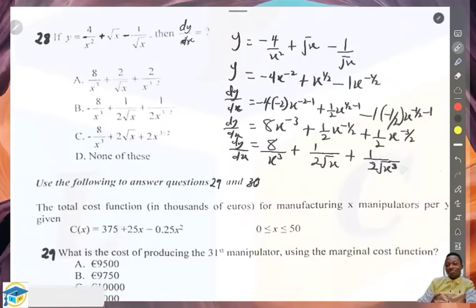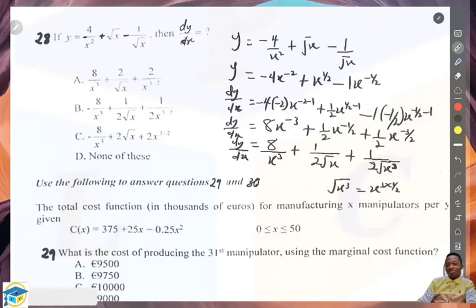Meaning that the square root can multiply the 3. And when we have square root x to the power 3, it is the same thing as x to the power 3 multiplying 1 over 2, and we are getting x to the power 3 over 2. It's the same thing as this. So at the end of the day, we have 8 over x cubed plus 1 over 2 square root x plus 1 over 2 square root x to the power 3 in there.